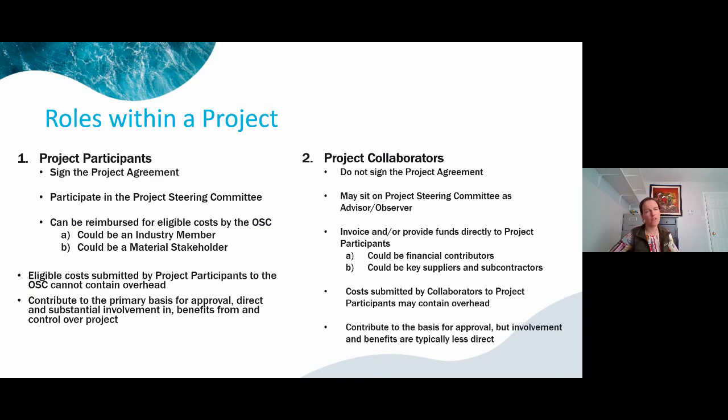I guess in offsetting all of that, these project participants are those that actually contribute to the primary basis for approval of the project, right? The collaborators that are signing the agreement, the ones that are driving the project and leading the project. And they're also very likely the ones directly and most substantially involved in benefiting from and having control over the project execution. So those are really important types of roles in a project, and I wanted to make sure we could define that really clearly before we got into the types of models that we can have.